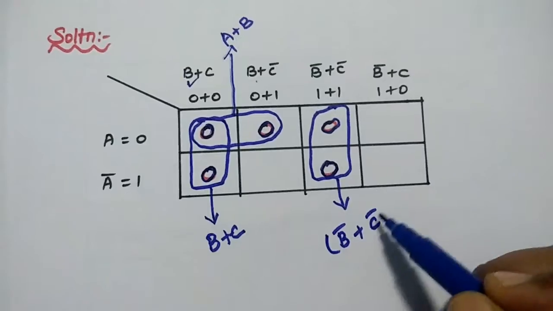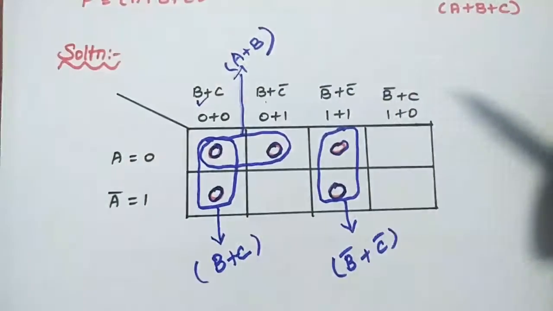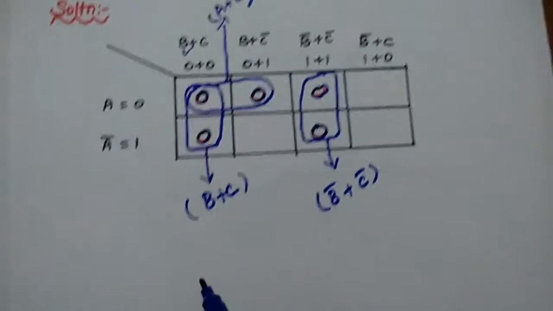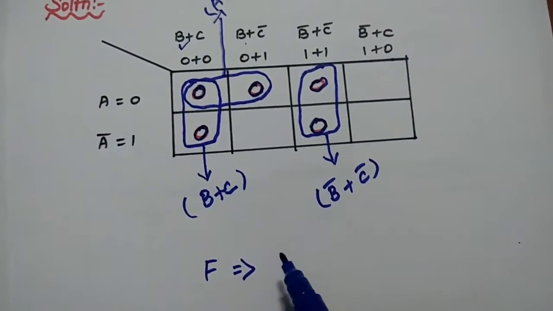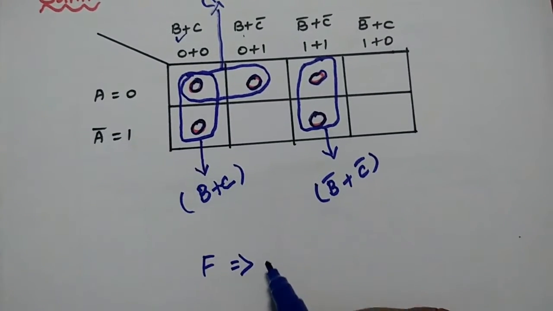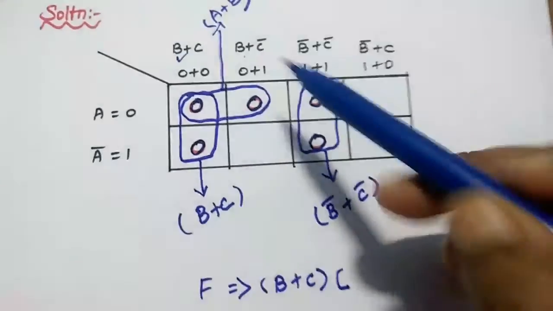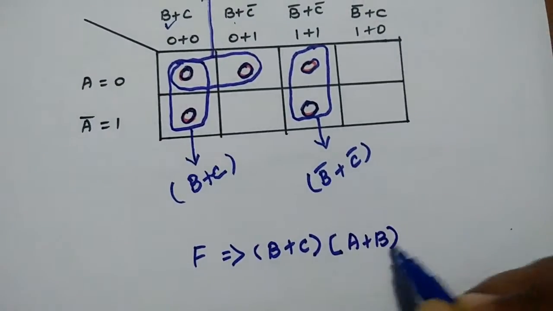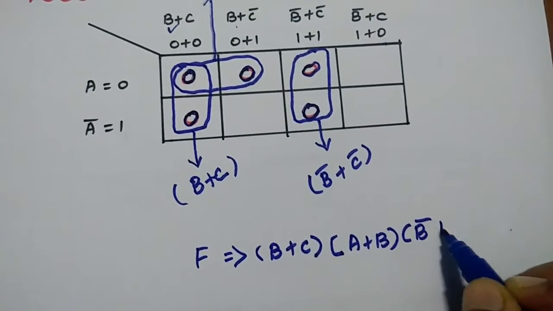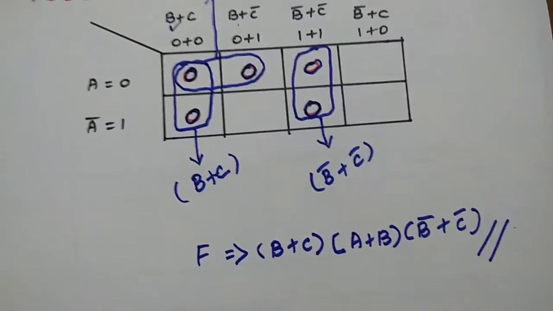So finally, we have 3 max terms. So we have 3 sum terms. We are going to simplify it. So the simplified expression is equal to B plus C multiplied with, the next one is what? A plus B. So we can say A plus B, that is multiplied with B bar plus C bar. So this is the answer.